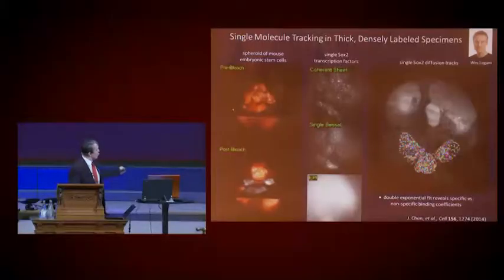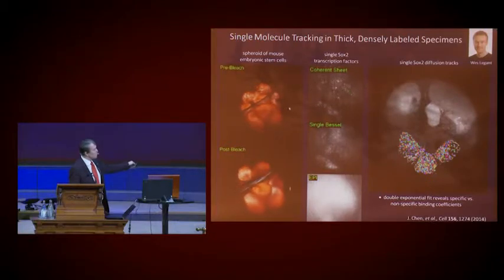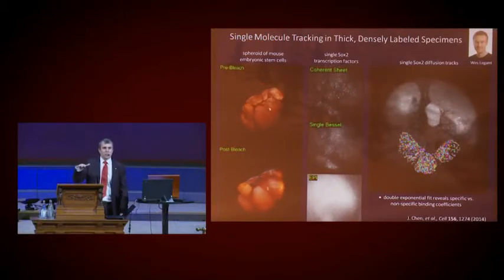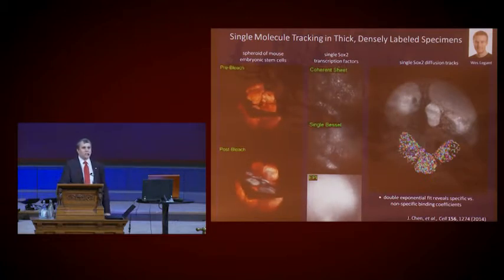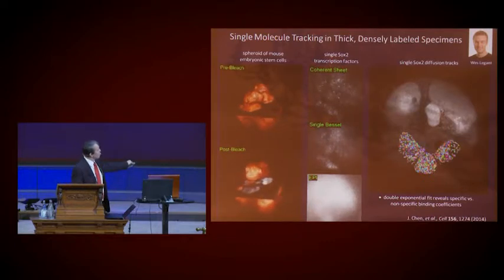But here we're looking at a 35 micron spheroid of mouse embryonic stem cells, and by parking the light sheet at one plane, the signal to noise that you get there is as good as if this were a TIRF experiment. And so then you can bring the whole range of single molecule techniques to bear to do that.